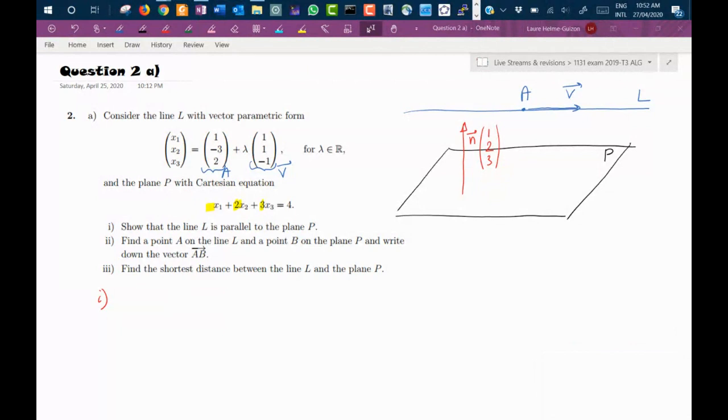How do I get this? Yes, same thing. You're only interested in the direction, so you could redraw your vector v here. If the line is really parallel to the plane, that means this vector v will need to make a right angle with n. So let's check that. L is parallel to the plane P if and only if n dot a is equal to 0.